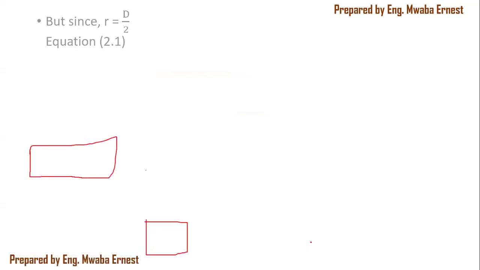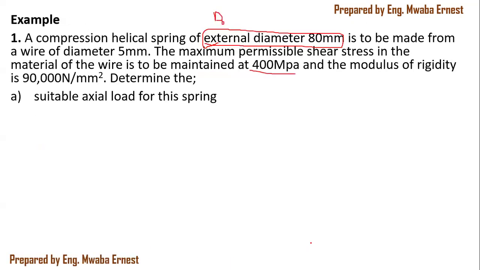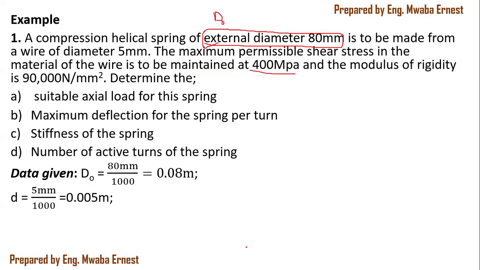Well, the process is quite simple. The outer diameter is 80 millimeters. We know it will be useful in millimeters at some point, but here we convert it to meters. So 80 millimeters divided by 1000 gives 0.08. Then I also have the wire diameter, which is 5 millimeters. We also convert to meters by dividing by 1000, and we get 0.005.